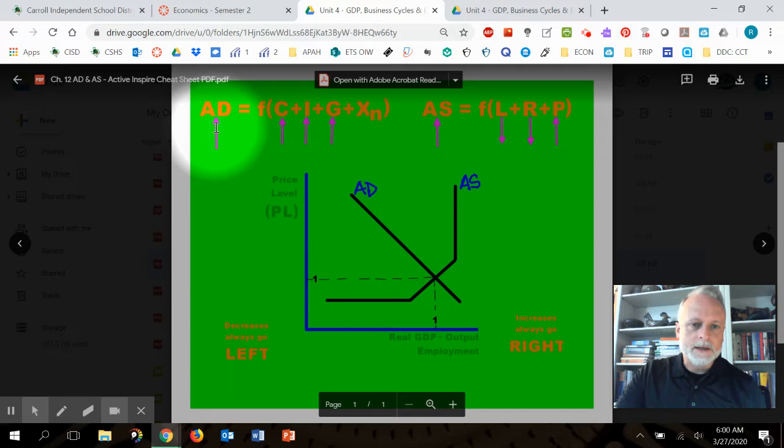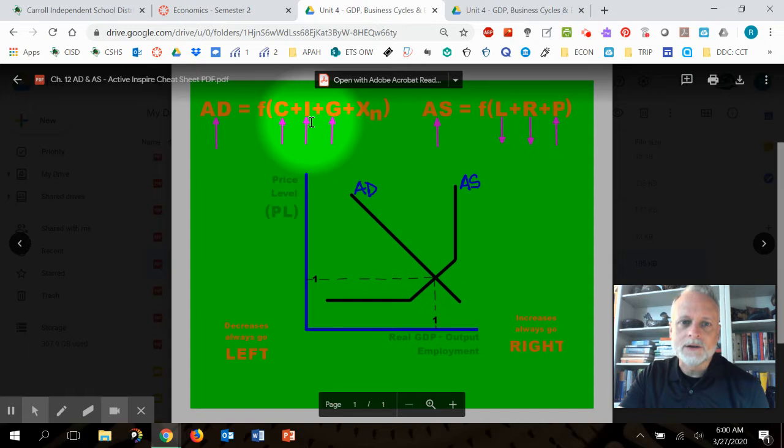So the idea basically is that if I switch any one of those arrows down, then I'm going to have to do the same thing for the AD curve. Just realize this can go both directions, okay? For AS, it's a little bit harder to understand because the abbreviations are not quite as clear cut.